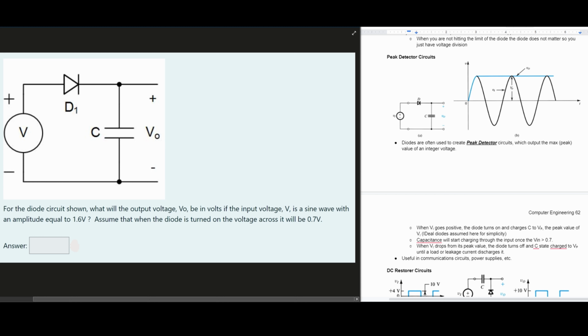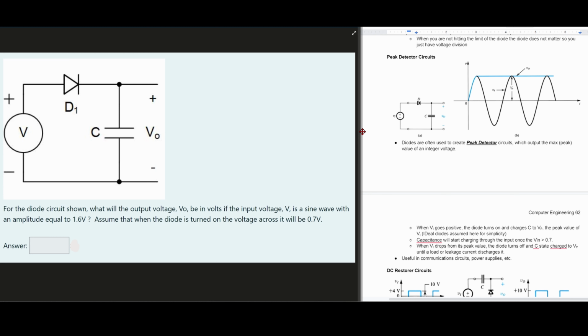For the diode circuit shown, we're asked what the output voltage, Vout, will be in volts if our input voltage, Vin, is a sine wave with an amplitude equal to 1.6 volts. We can assume that the diode is turned on if the voltage across it is 0.7 volts.